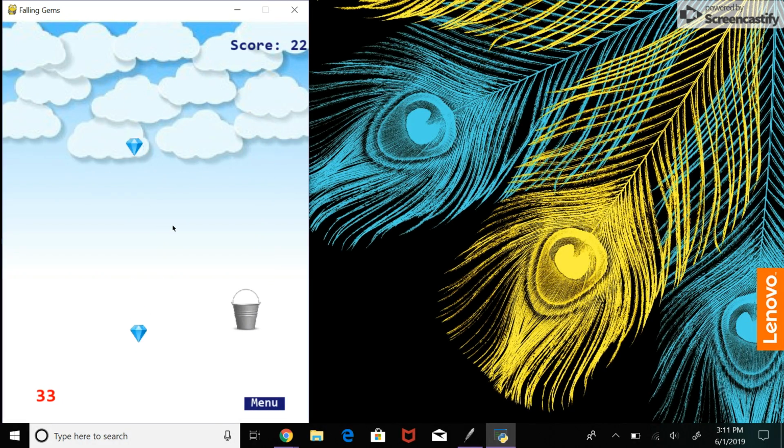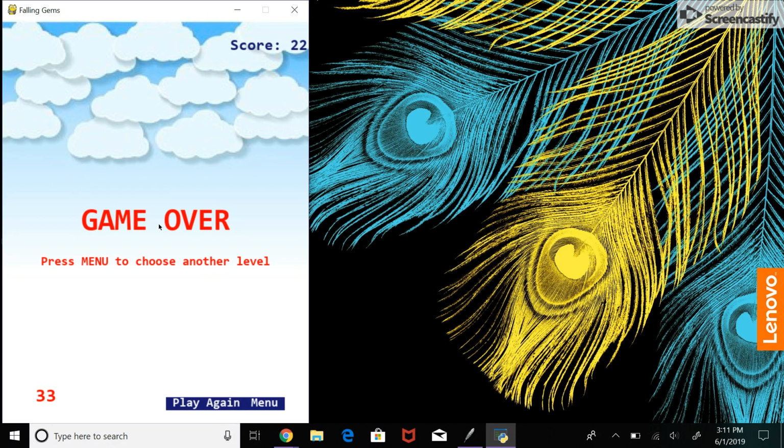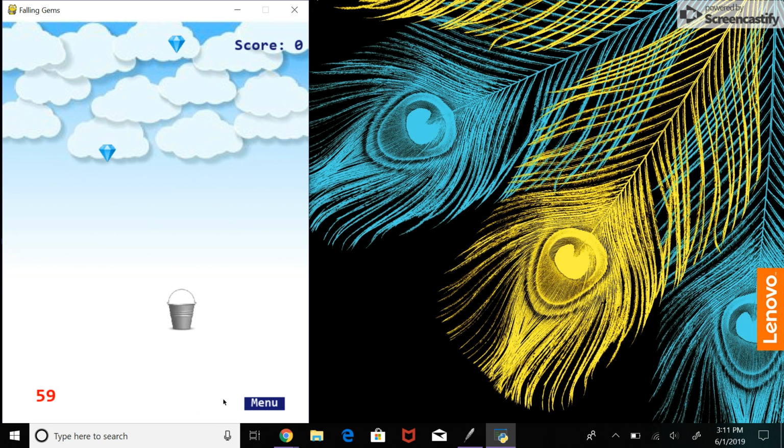Now, if I let the game end, which happens whenever a gem reaches the bottom of the screen, I have two options. I can either play again or go to the main menu to choose a different level. I will play again. The game is also going to end if the timer reaches the count of 0, as the user is only given 60 seconds to play a game.